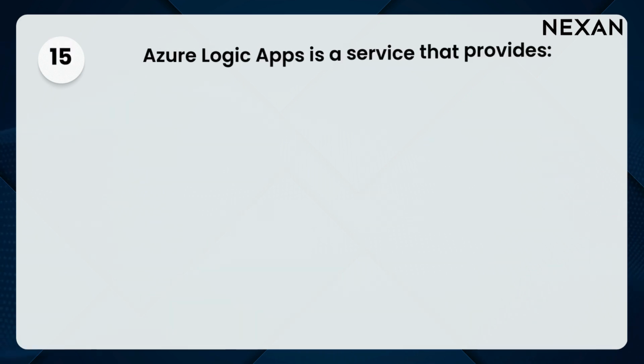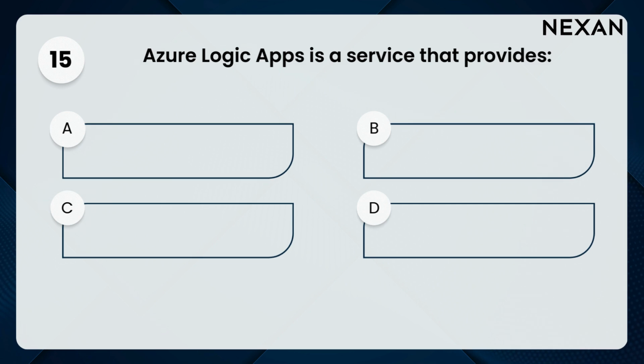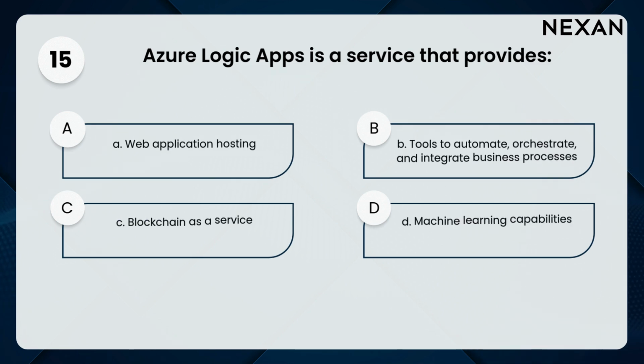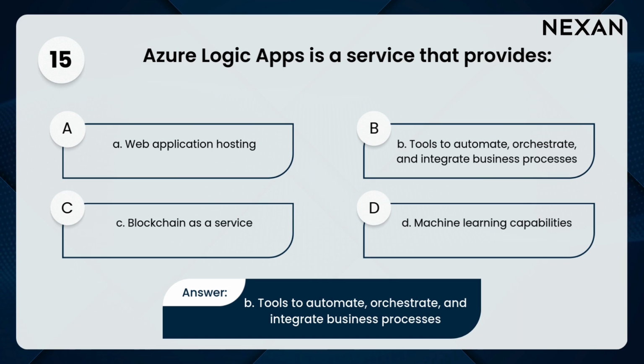15. Azure Logic Apps is a service that provides A. Web application hosting, B. Tools to automate, orchestrate, and integrate business processes, C. Blockchain as a service, D. Machine learning capabilities. Answer: B. Tools to automate, orchestrate, and integrate business processes.